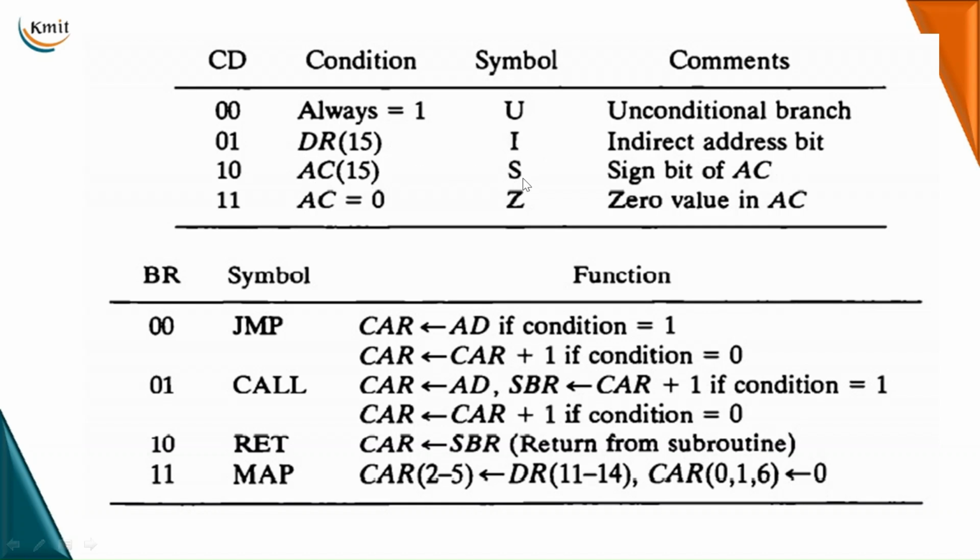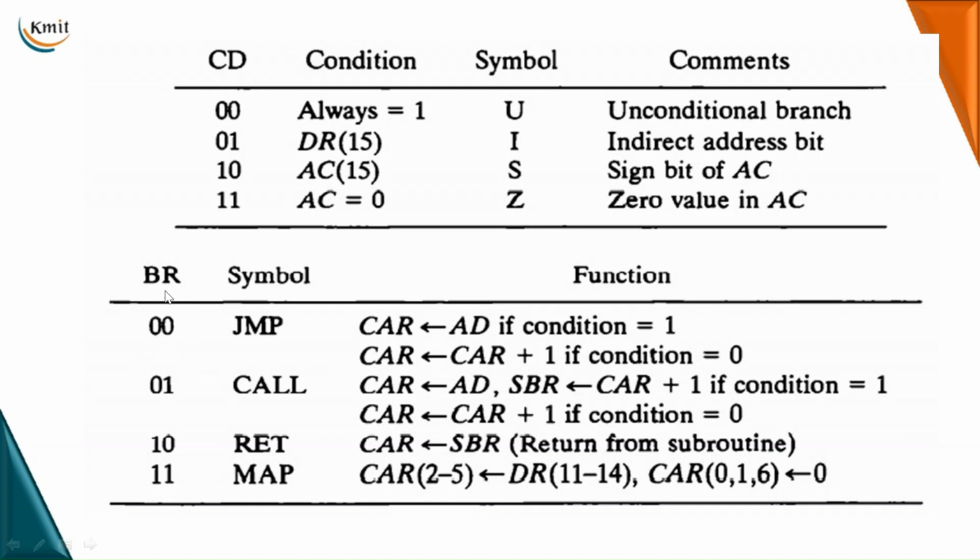Next is the sign bit. Sign bit will be set to 1 if the 15th bit of the accumulator is 1. If the 15th bit of the accumulator is 1, it means it is a negative number. In that case, the sign bit will be set to 1. And finally, the Z bit. This status will be set to 1 if the contents of the accumulator is 0. So if there is a 0 value in the accumulator, this Z bit is set to 1. Based on these status conditions, you can take a decision whether the particular branch will be taken or not taken. So the next field is the branch field.